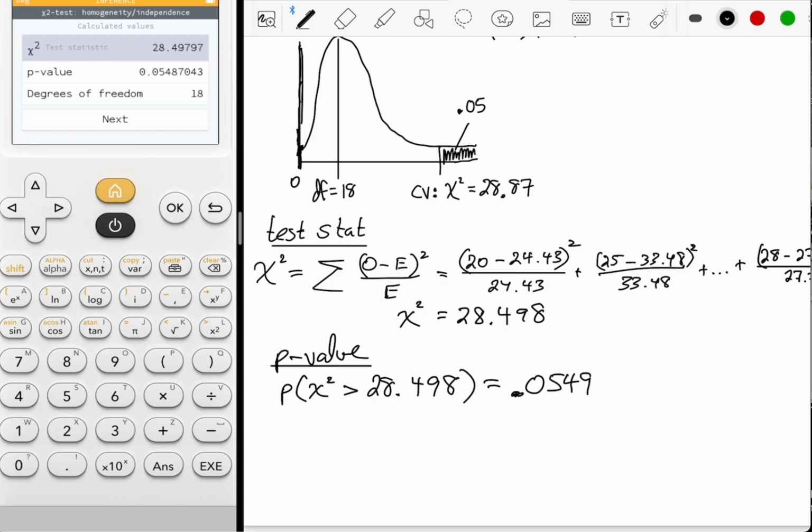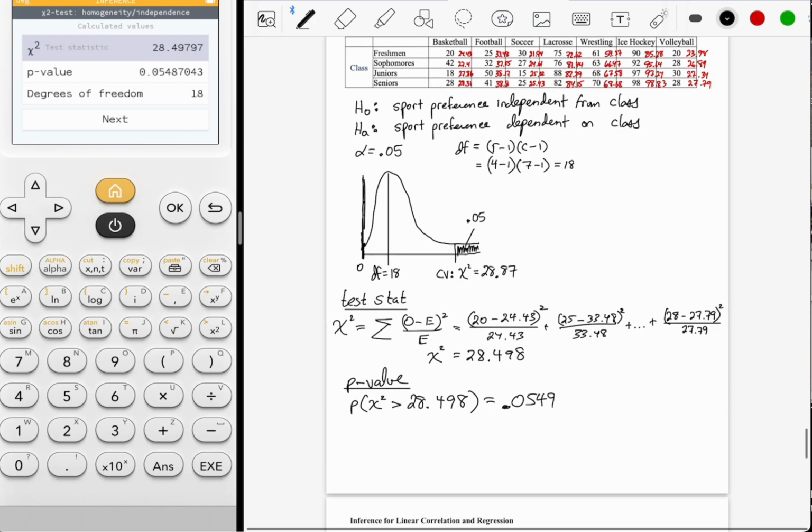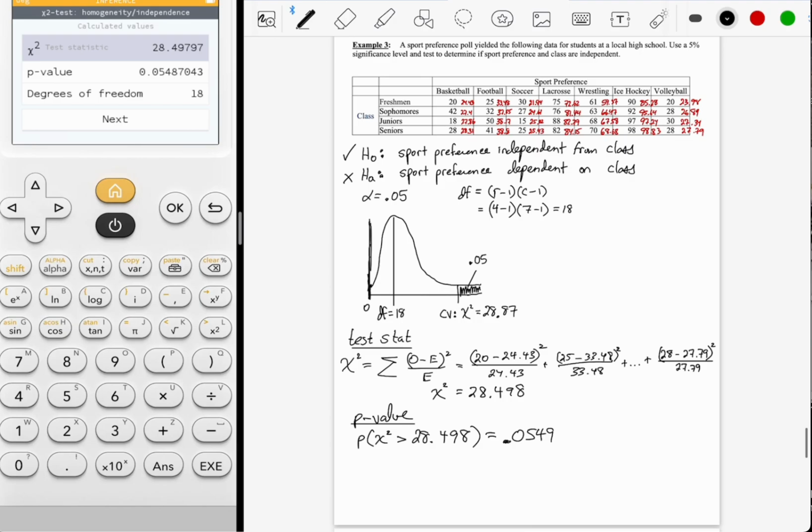How do you get the 0.0549? Oh, I just pulled it right from the display. Oh, I see. Yeah. All right. So our conclusion here is that we're not going to reject the null hypothesis because it didn't make the cutoff. I mean, it's just barely shy, but we're not going to reject the null hypothesis, and we're going to ditch the alternative. The final answer, we're testing to determine if sport preference and class are independent.